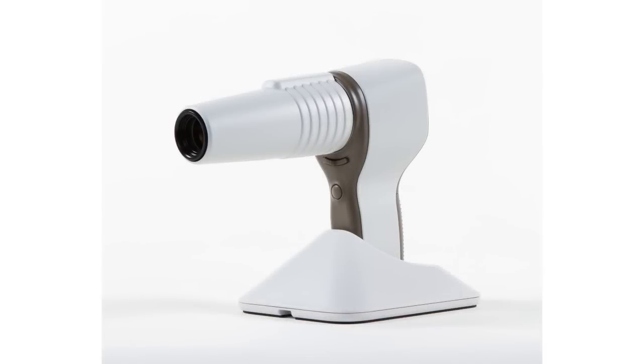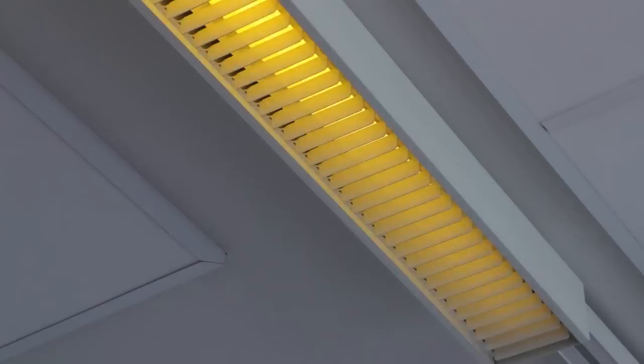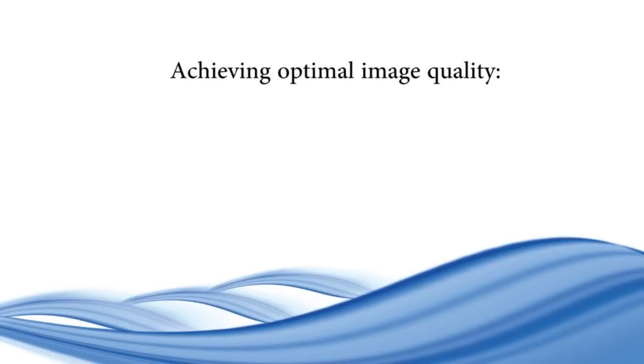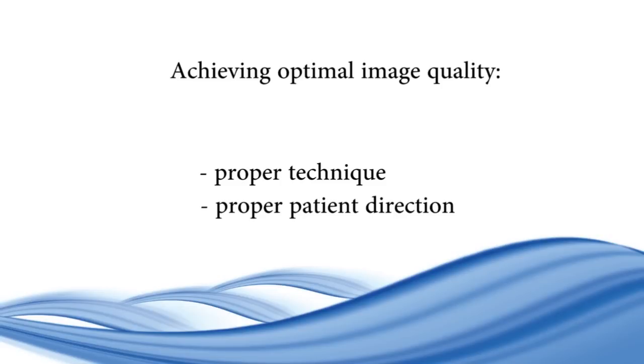Next, we will go through the steps for achieving optimal image quality during a Smartscope retinal examination. First, prepare the examination by making the room as dark as possible. The two key tricks in getting optimal image quality are proper technique and proper patient direction.